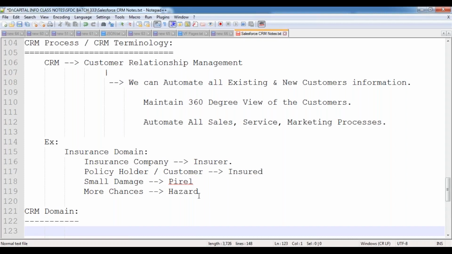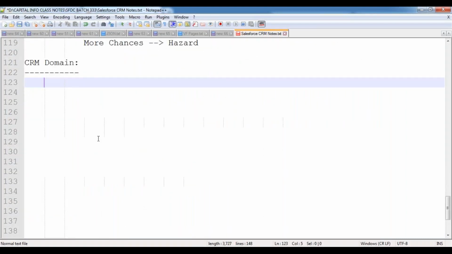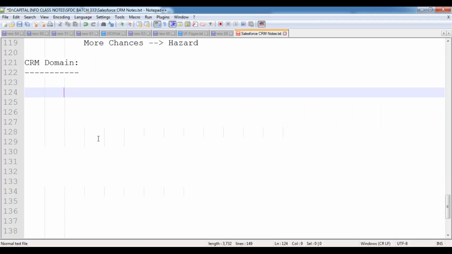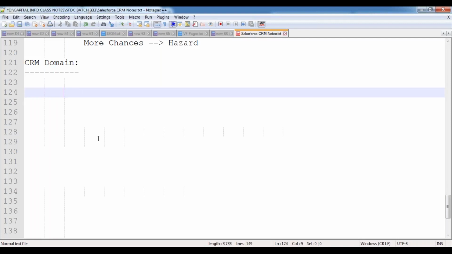So what are the various terms or the vocabulary that we are using as part of the CRM? What is that CRM process? Let's see practically in this case. Let's take a small example and then let me explain that process. What exactly is the CRM process? What are the various terminologies that we're using as part of this Salesforce CRM application? Let me take an example and explain that complete process with that example.